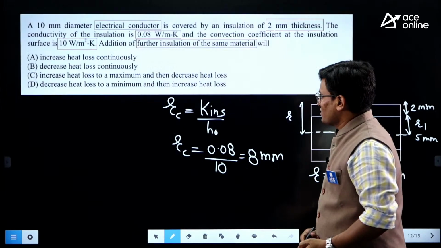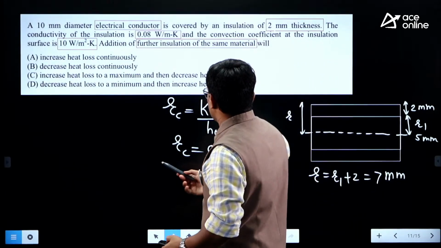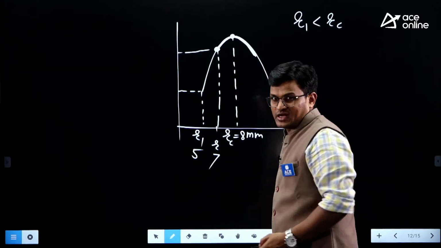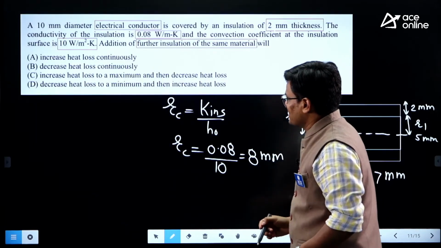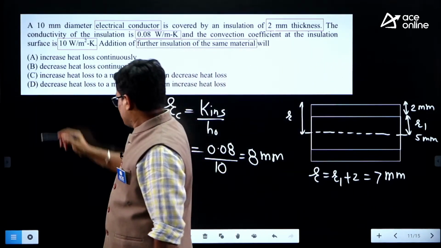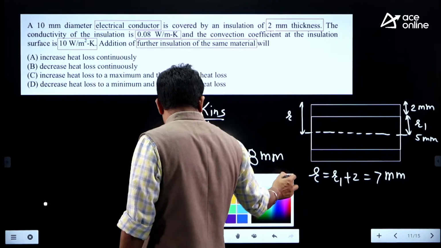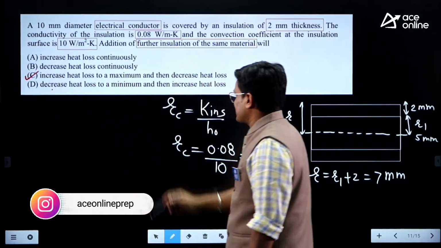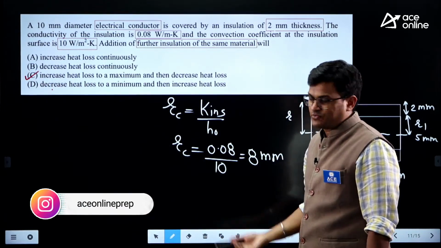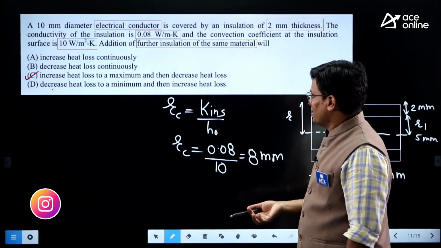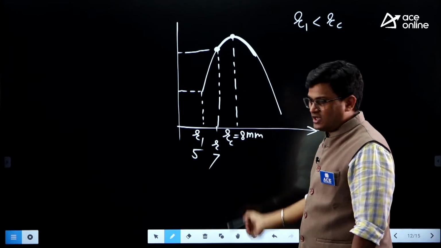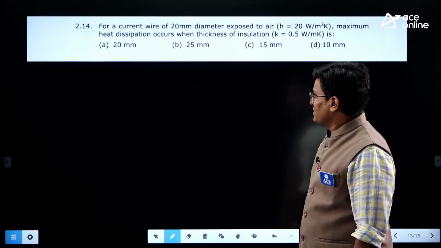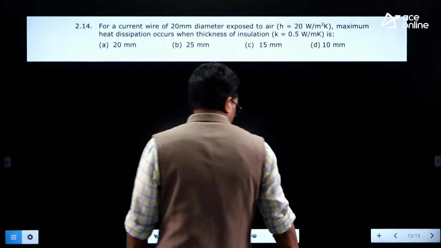So that's why you have to select this option. Increases then decreases. So this is the right answer. Increases heat loss to maximum and then decreases heat loss. Right? Simple. So from this graph you can solve easily. Next one.